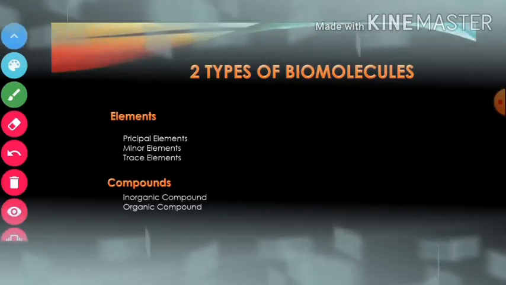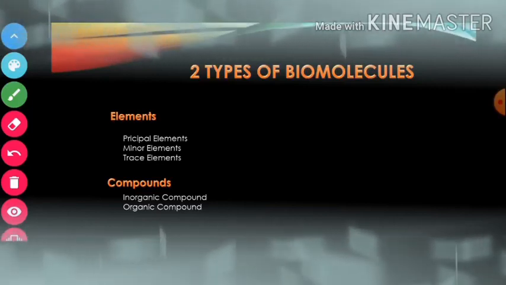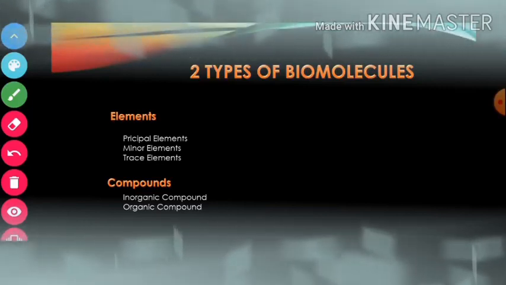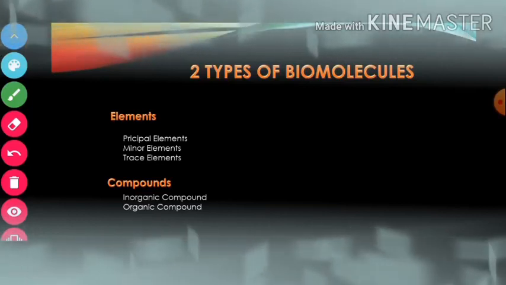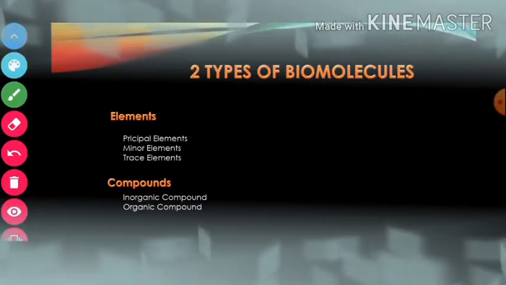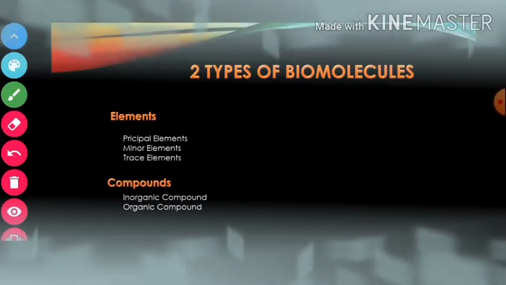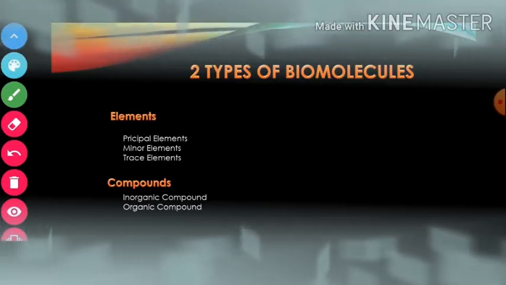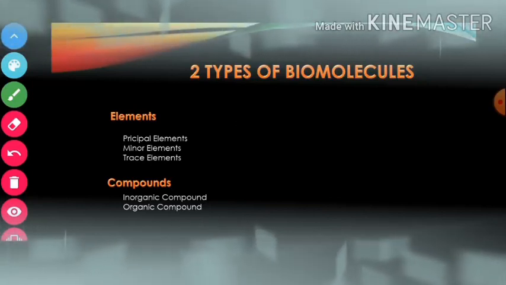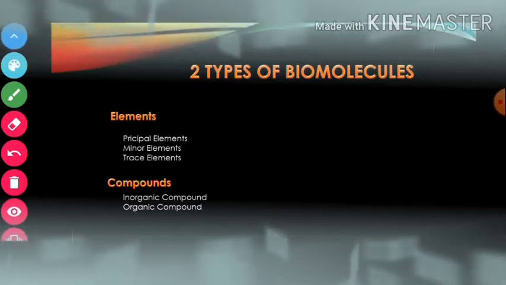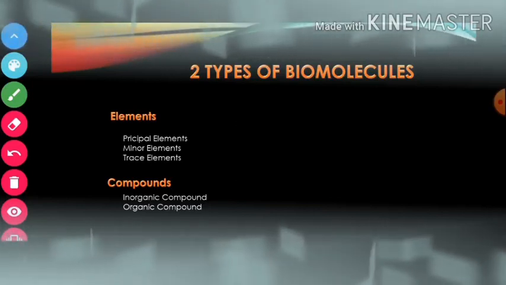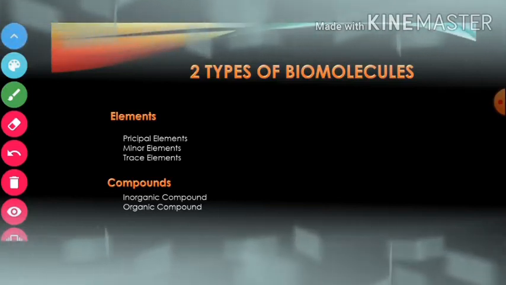Children, talking about the types of compounds, two types are there. First one is the inorganic compound and second one is the organic compound. Inorganic compounds usually lack carbon. इनमें carbon absent होता है. They have relatively small molecules, simple structure and low molecular weight. They include water, minerals, salt, iron and gases.